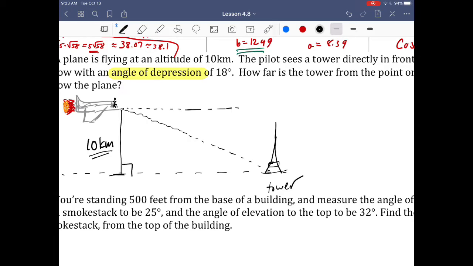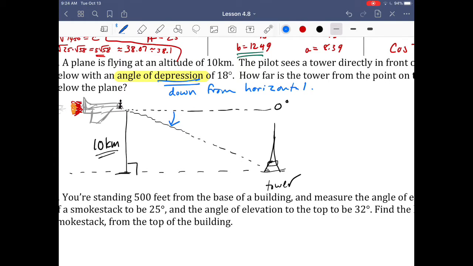So if the pilot is looking straight ahead of him or her, that would be said to be 0 degrees. So angle of depression means starting at 0 and going down, down from horizontal. If 0 degrees is this way, we're looking at 18 degrees this way. If you remember from geometry, parallel lines, alternate interior angles, this one would also be 18 degrees, but it is definitely not there. So 18 degrees can go in either one of those places.